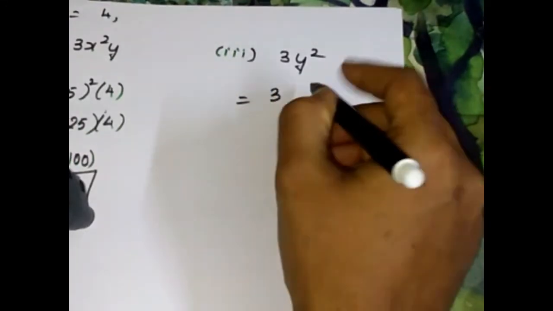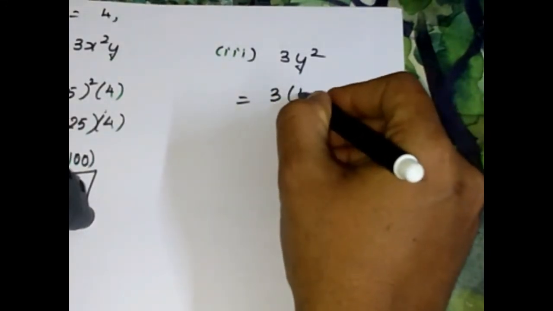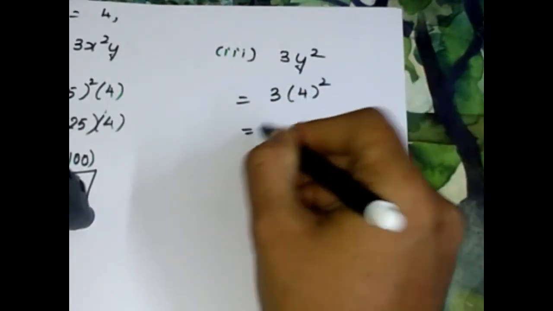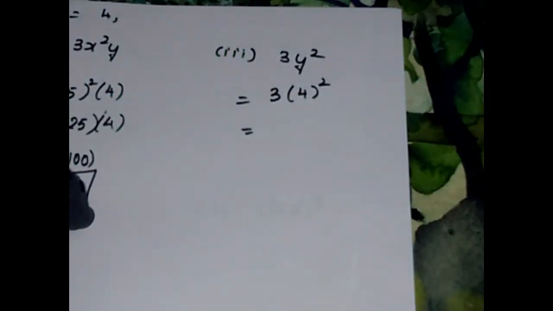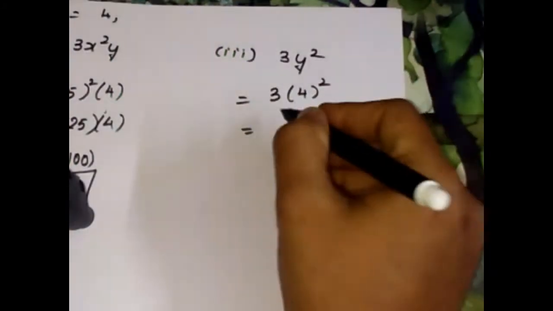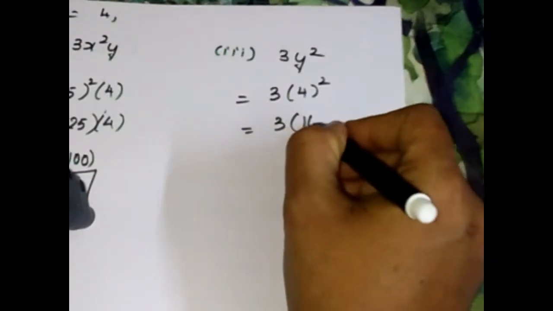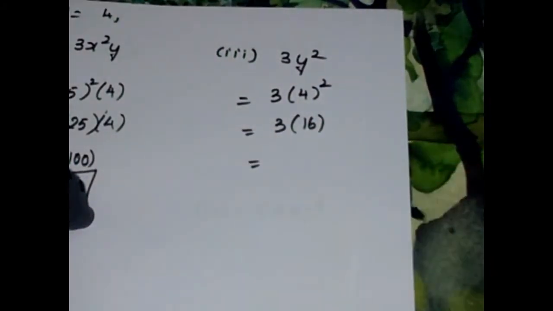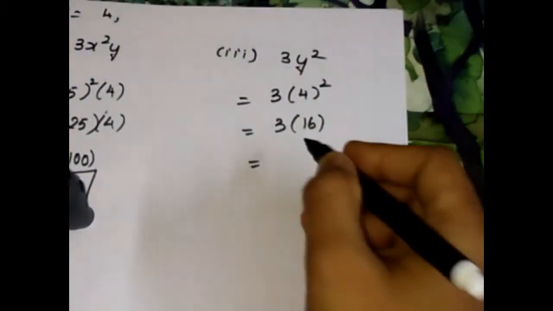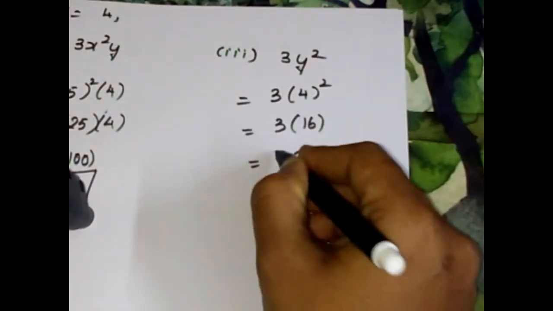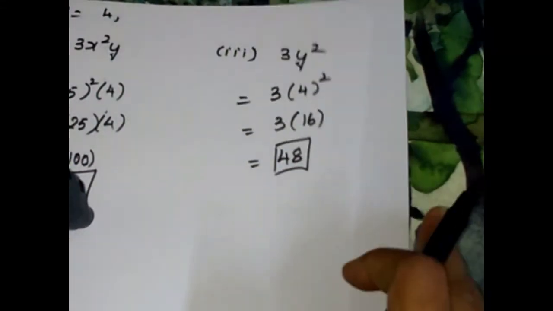3y square is 3 into y square. So for the value of y, we need to apply square. Its value is 4. That is 3 into 16. 4 square, 4 into 4 is 16. 16 3s are 48.